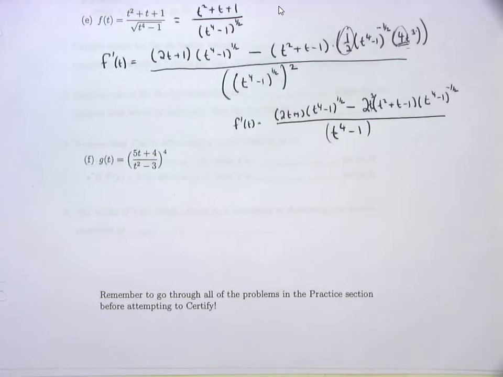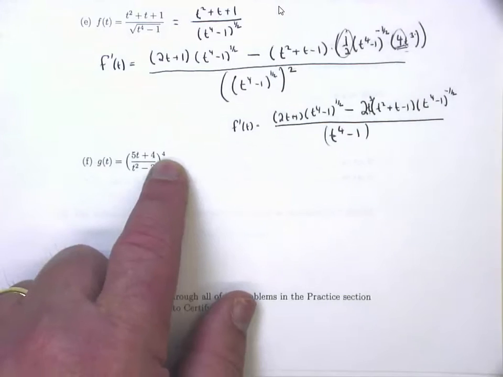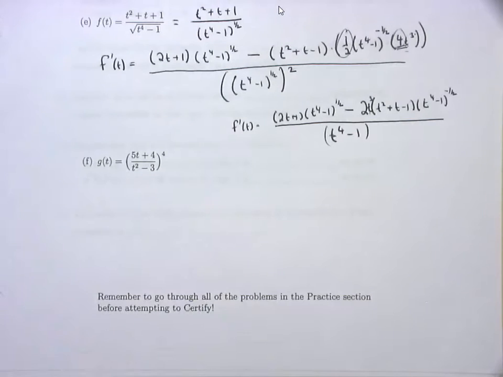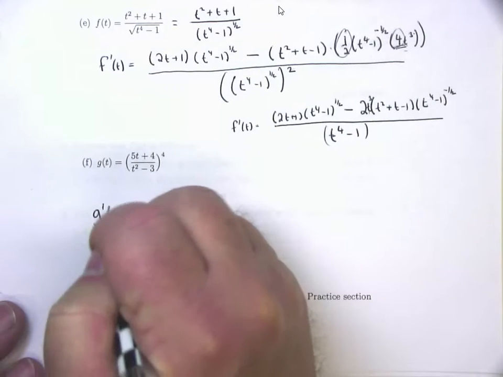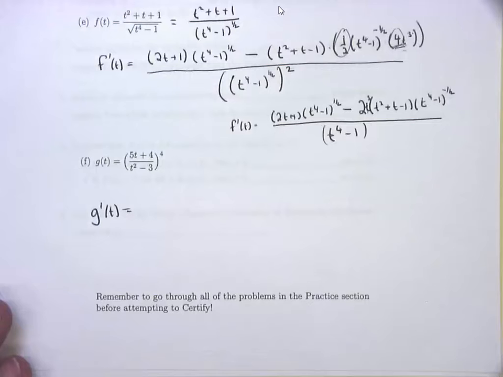G of t is equal to (5t plus 4) divided by (t squared minus 3), all raised to the fourth power. Pause, hesitate, and tell me what you see. What's the big picture? Chain rule. That fourth power on the outside of this thing. Yeah, I see that quotient too, but the big picture is the whole thing's being raised to the fourth power. This is a chain rule problem. So, the derivative is going to be equal to this.